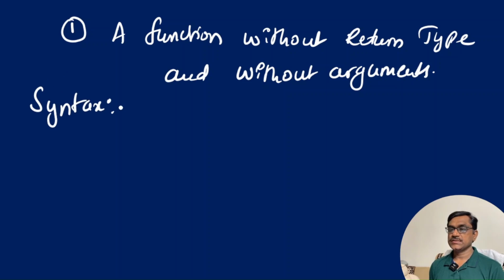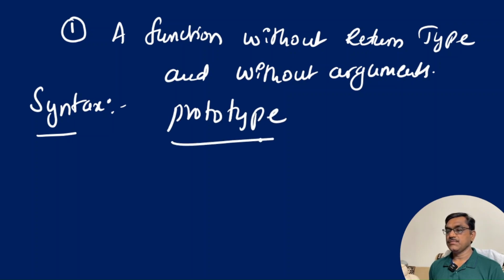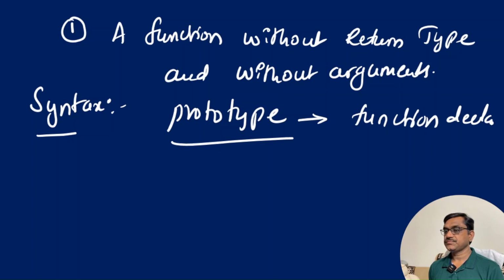Now, what is the syntax? Here we are going to write the prototype. Prototype is a very important term. What is meant by the prototype? It is nothing but the function declaration: the process of specifying the name of the function, the return type of the function, and also the type of parameters it is going to take as input. That is called the function declaration. Prototype, or we can say function declaration.